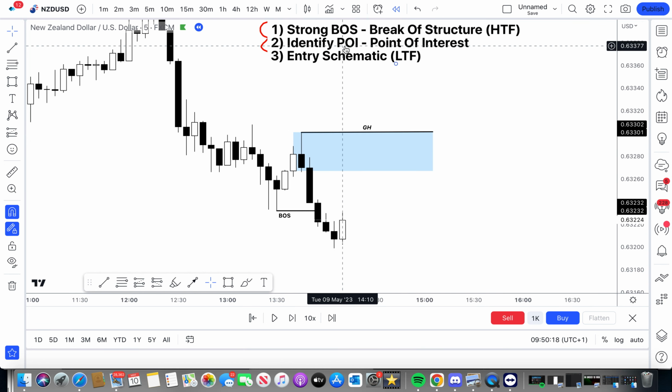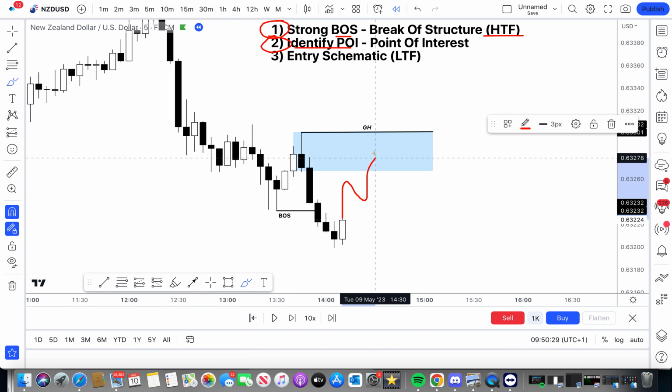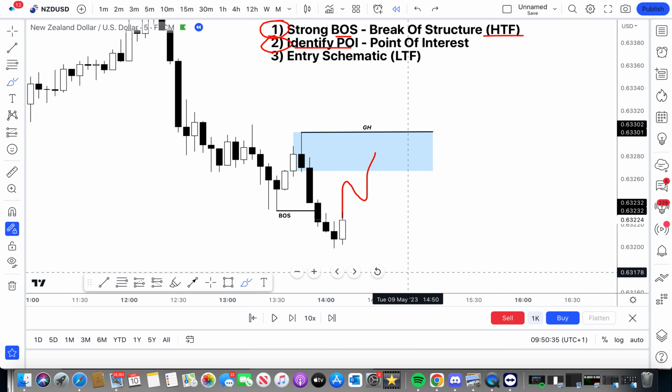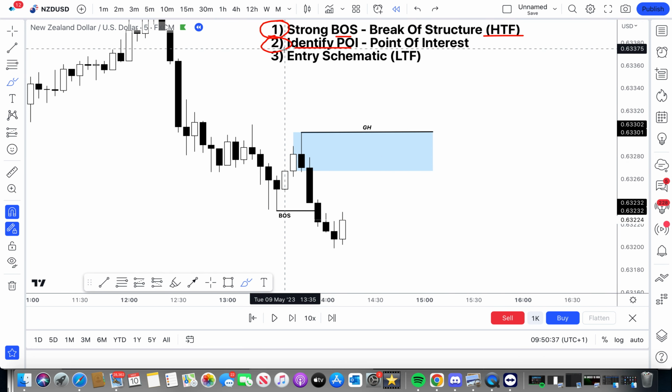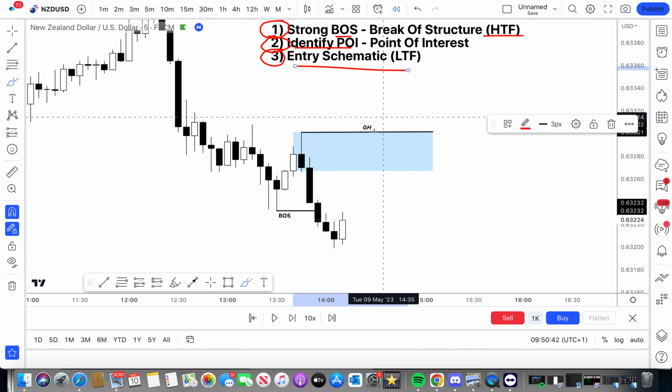So we've identified our point of interest. This is our extreme supply of which we're looking to short this market. If and only if price comes back into our extreme supply, that's then where we can look to take a short trade, as long as number three, our entry schematic on the lower time frame, lines up within this point of interest.